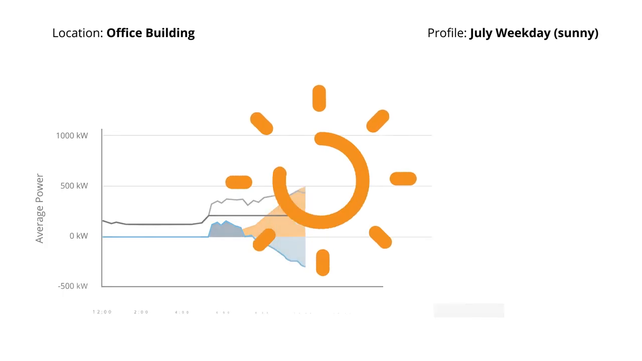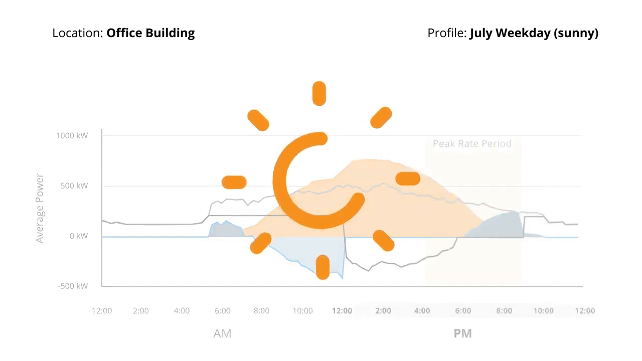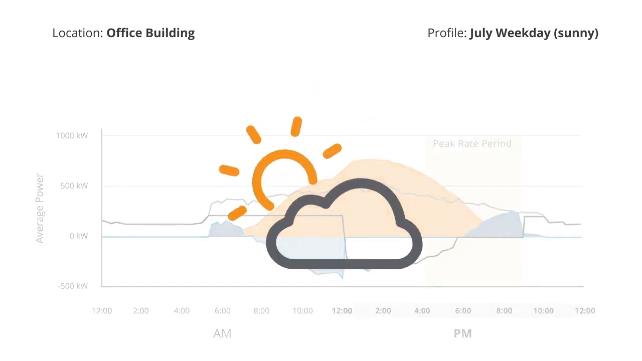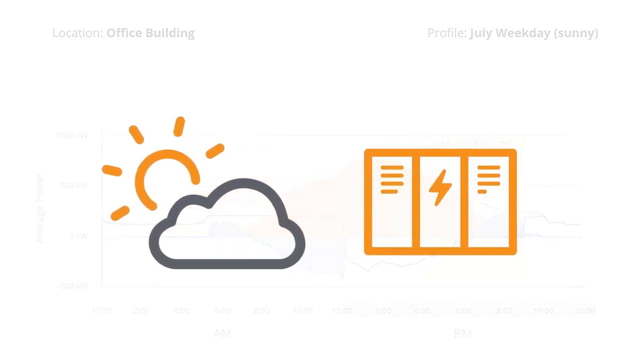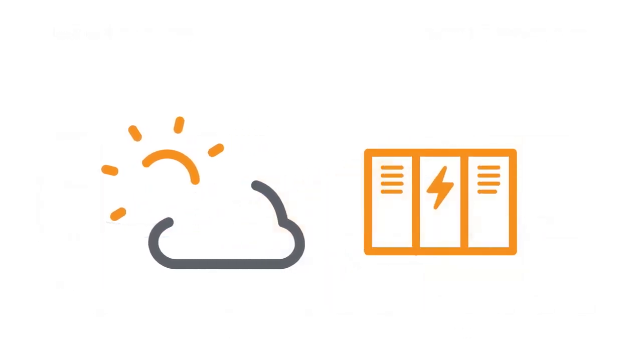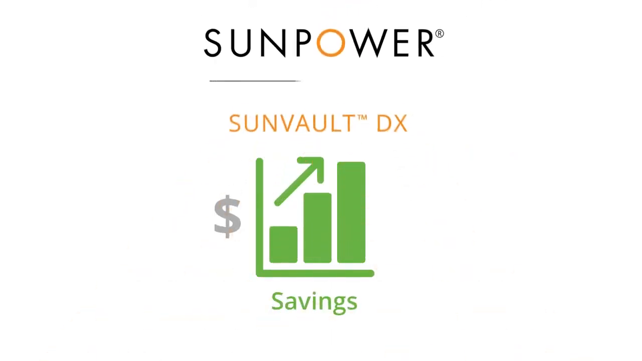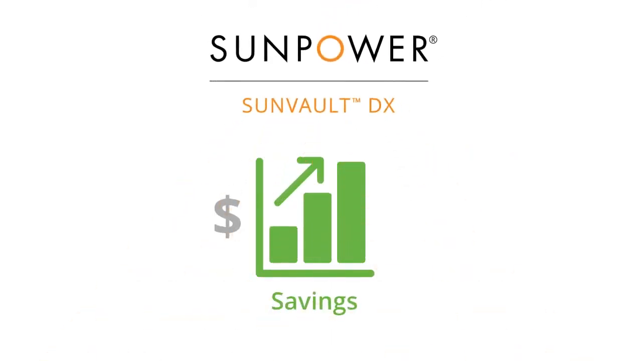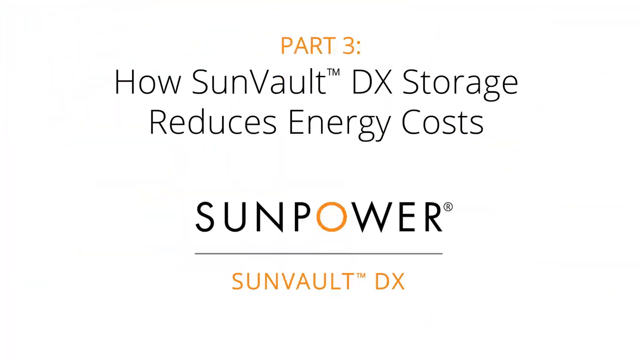Keep in mind that this example simulates a perfectly sunny day in the middle of July. If a day turns out to be cloudy, SunVault DX storage can help improve the value of solar by filling in the gaps when the system isn't producing energy, adapting in real time to maximize cost savings. SunVault DX storage simply and effectively delivers more value than solar alone.